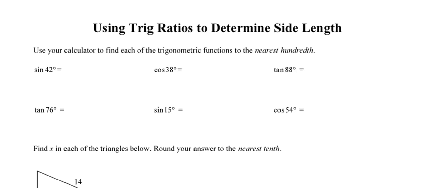This lesson will introduce you to the idea of using trig ratios in order to find side length. In the directions, it asks us to use our calculator to find each of the trig functions to the nearest hundredth. I'm going to change those directions to say nearest 10,000th. And if you have your calculator handy, now's the time when you need it. If you don't, I want you to go ahead and pause the video so that you can get your calculator out.